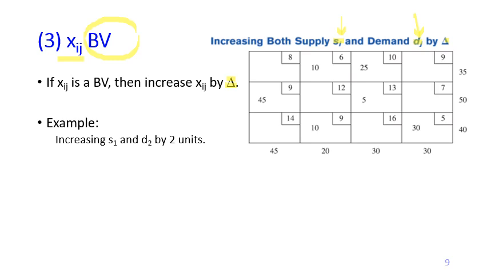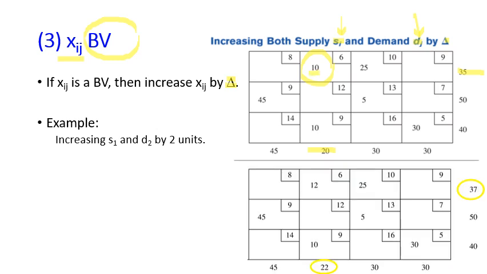For example, if we would like to increase S1 and D2 by 2 units, we see that the intersection X12 is a basic variable. It has a value here. So what we need to do is just increase the value of the basic variable from 10 to become 12. Why 12? Because we increase S1 and D2 by 2 units.